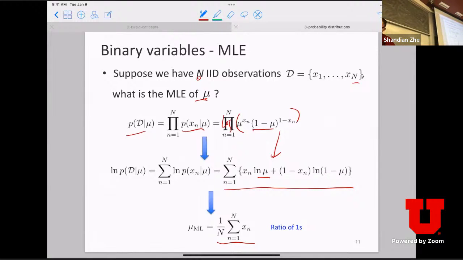Because each observation is either 1 or 0, the average of those x1 to xn is essentially the ratio of the ones appearing in the observation.